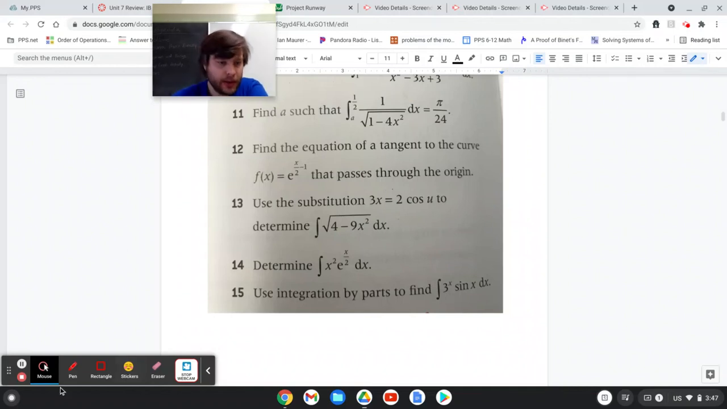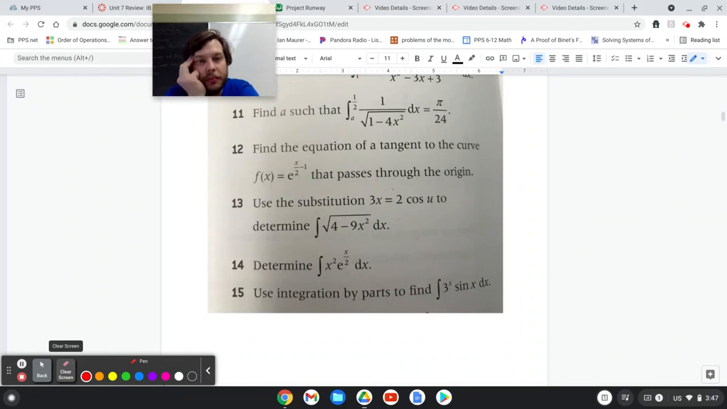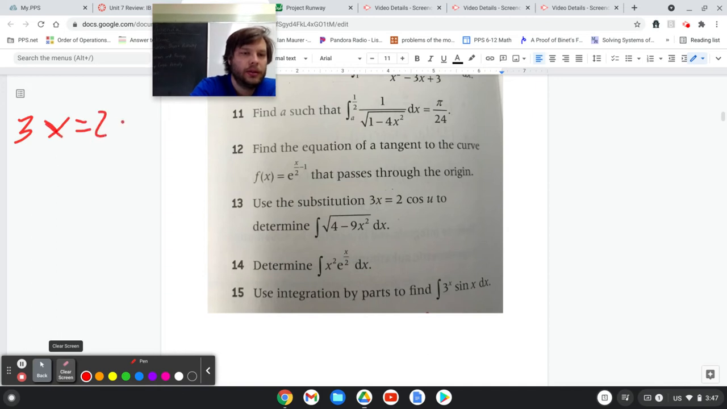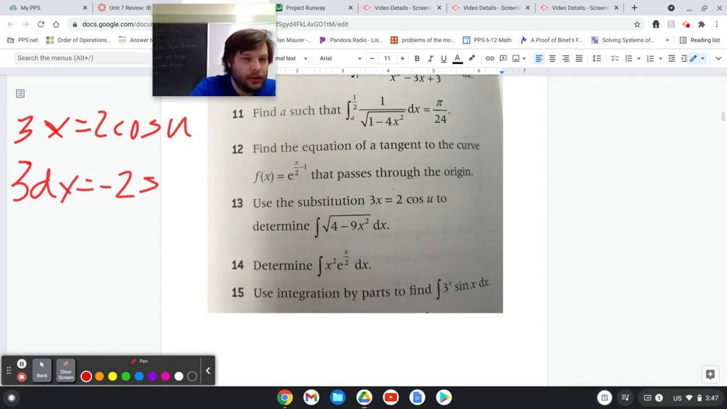All right, I had somebody else ask about problem 13, and they were kind enough to even give us the desired substitution there, that 3x equals 2 cosine u. So that's really nice of them. So 3x equals 2 cosine u. So that means that if I take the derivative, 3 dx equals negative 2 sine u du.